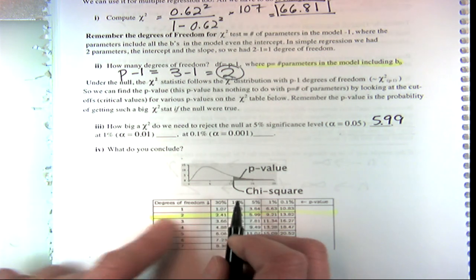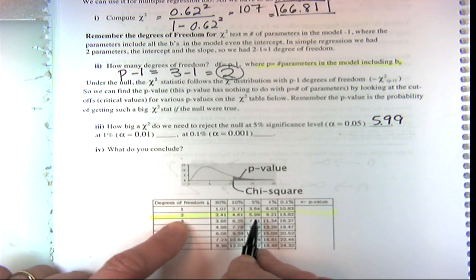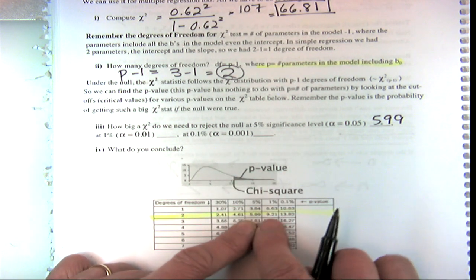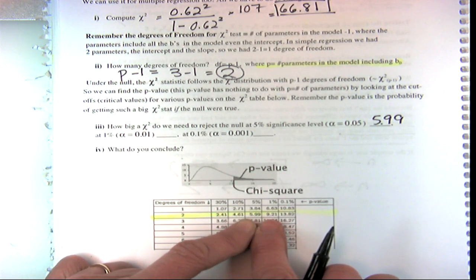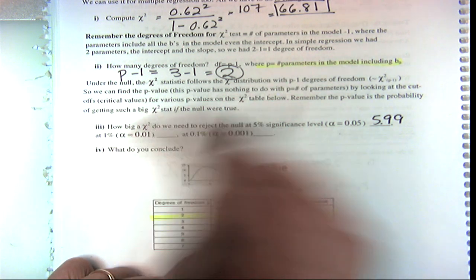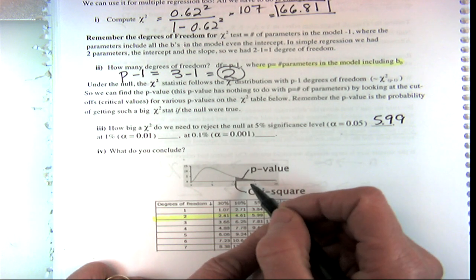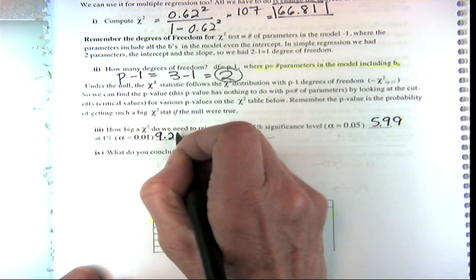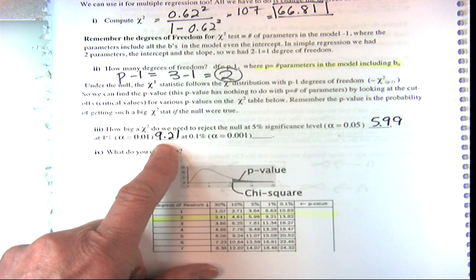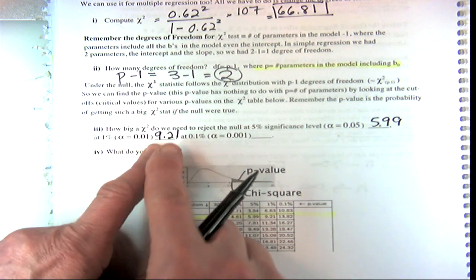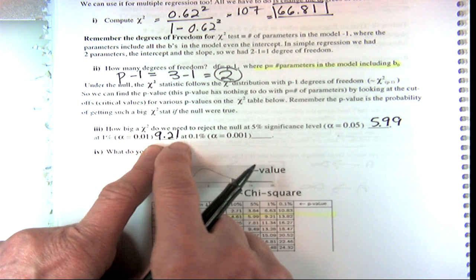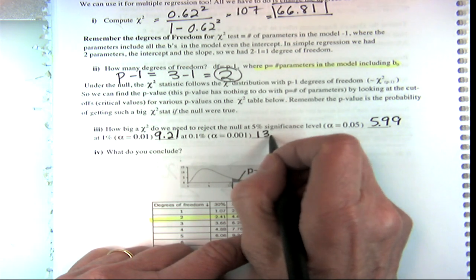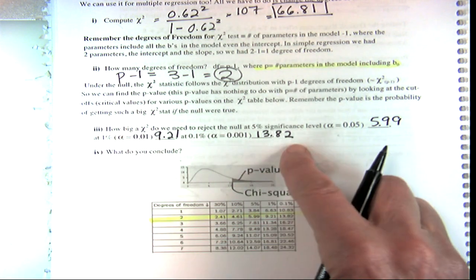So what that means is that on the chi-square curve with 2 degrees of freedom, just 5% of it is to the right of 5.99. How about at 1%? Well, then we'd have to go out further. At 1%, anything bigger than 9.21 would reject the null, because 1% of the curve is going to be to the right of 9.21. And how about at 0.1%? Well, then 13.82 is the critical value.